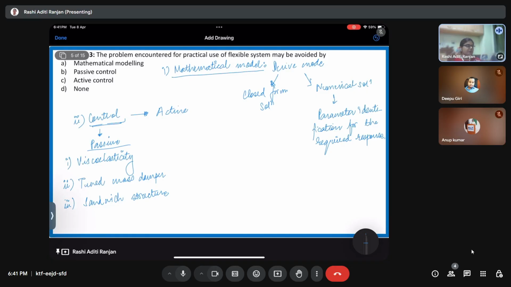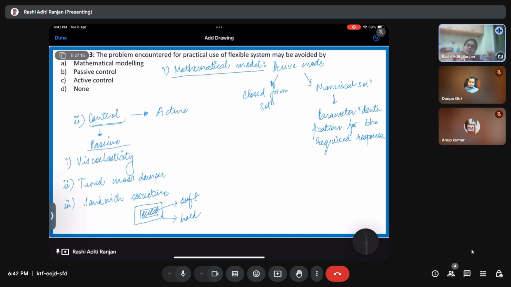Third one is the sandwich structure. Now, what do we do in a sandwich structure? For example, if I make my flexible system in such a way that it has two elements, the outer covering and the inner material. The inner material is soft, and the outer covering is hard. Now, because of this sandwich structure, it possesses properties of both soft and hard material.